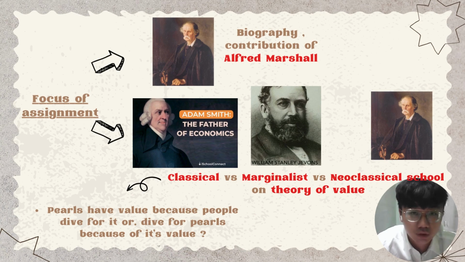Next will be the focus of our assignment. This part can be divided into two parts. The first part is the biography and contribution of Alfred Marshall according to the neoclassical school. The second part is where we compare the classical school, marginalist school, and neoclassical school on the theory of value, and we would like to know how the economists respond to the question: do pearls have value because people die for them, or do people die for pearls because of their value?